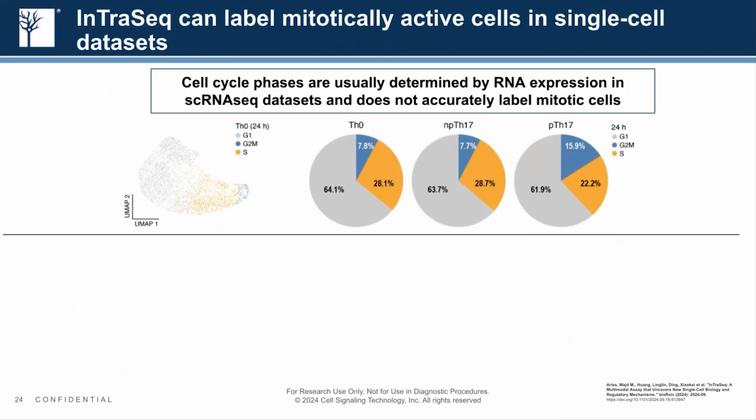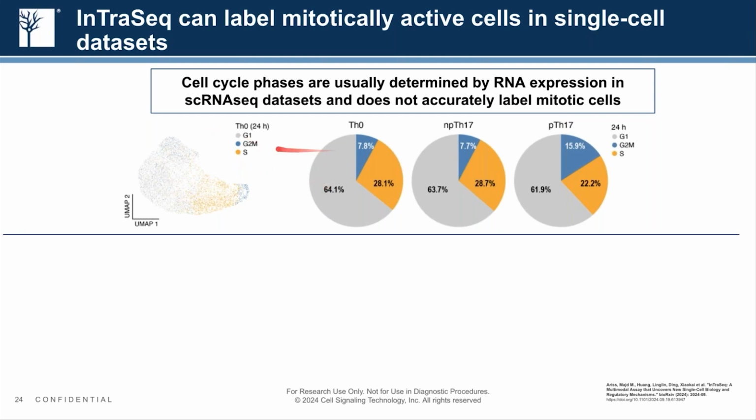Now, traditionally speaking, in single cell RNA sequencing data sets, there are standard pipelines to look at cell cycle phases based on the RNA expression. So we took here the TH0 cells at the 24-hour time point, and using the standard cell cycle phase scoring, you can see that there are three phase calls: the G1 in gray, the G2M in blue, and the S phase in yellow. These are the different percentages of cells in the sample. 28% are in the S phase, 64 in the G1, and so on.